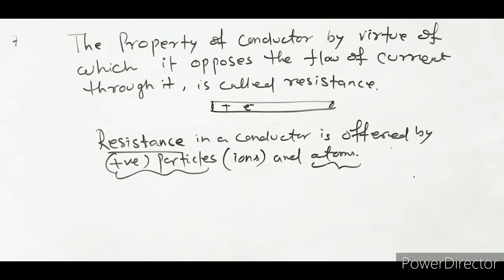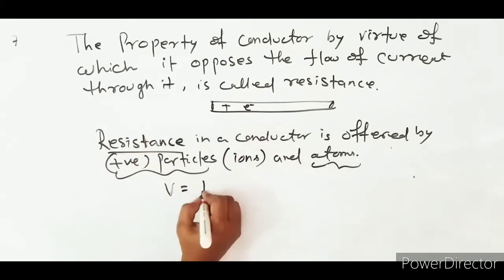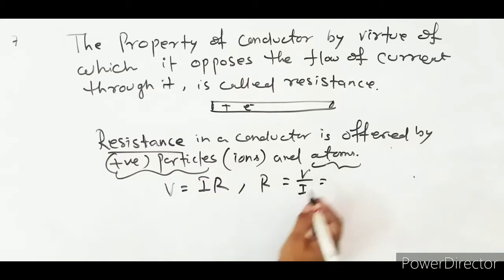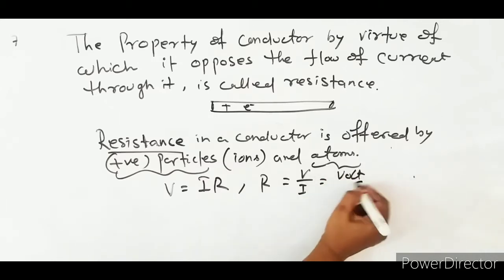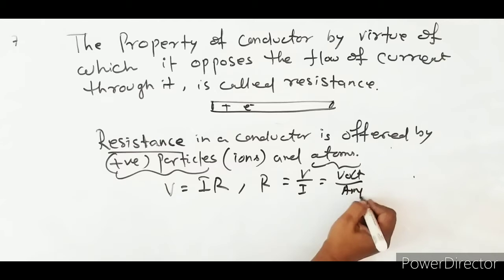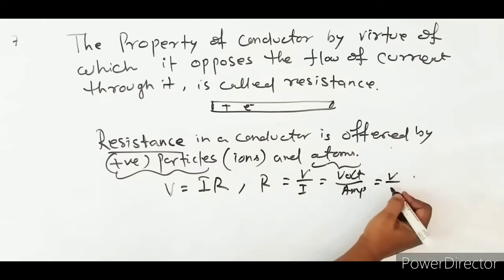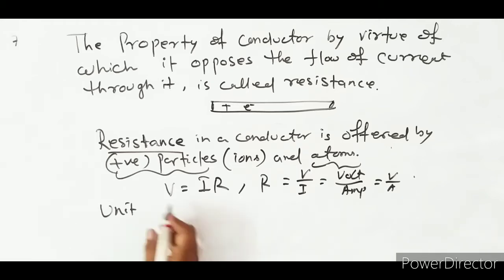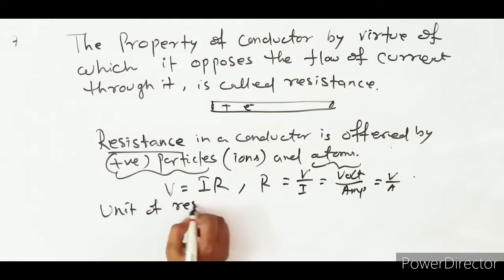Now from Ohm's law, V equal to IR, we get R equal to V by I. So what will be the unit? The unit will be volt by ampere, V by A. But children usually don't prefer to write volt by ampere. The unit of resistance is ohm.